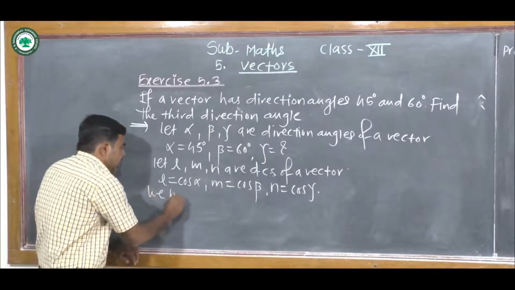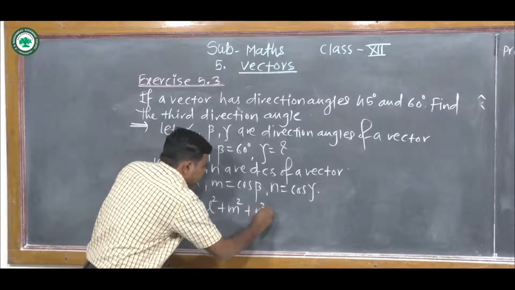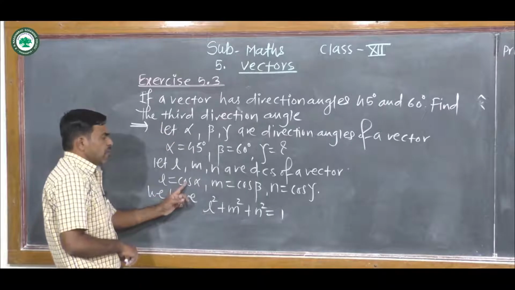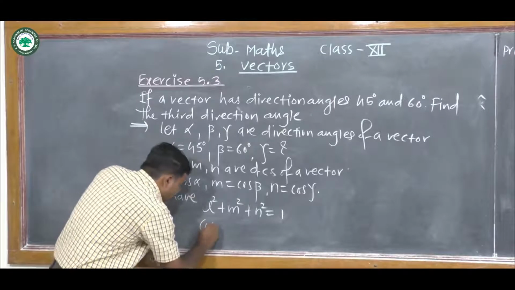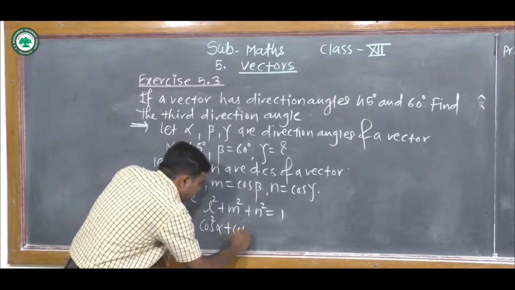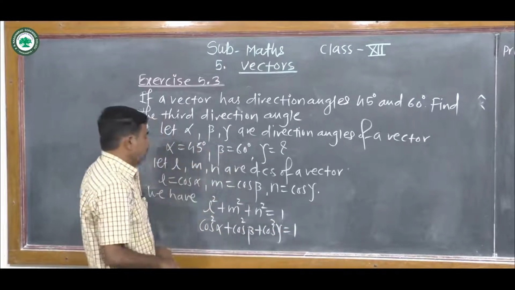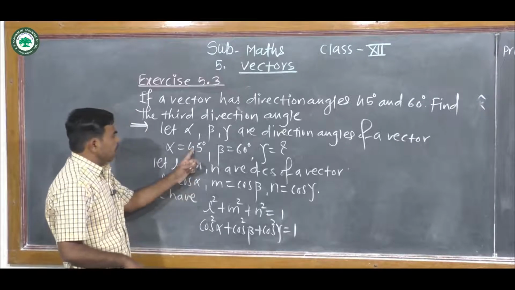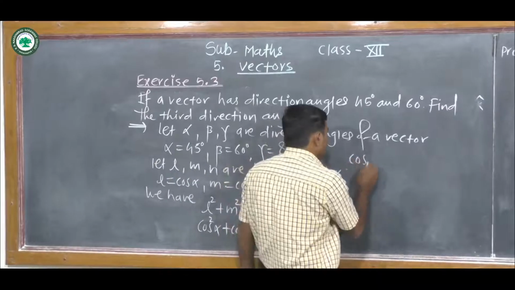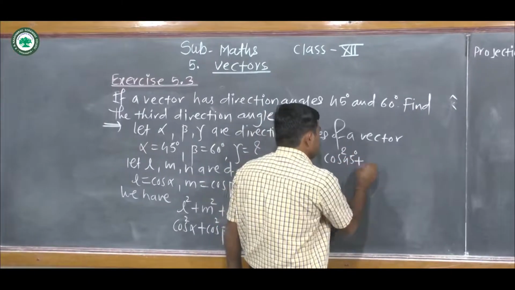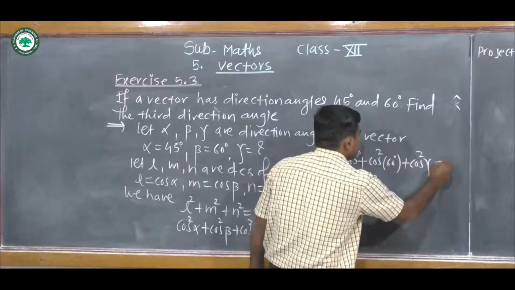We have the relation L square plus M square plus N square is equal to 1. What is L? Cos alpha. What is M? Cos beta. And N is cos gamma. Taking squares, cos square alpha plus cos square beta plus cos square gamma is equal to 1. But here alpha is 45 degree, beta is 60 degree. So cos square of 45 degree plus cos square of 60 degree plus cos square of gamma is equal to 1.